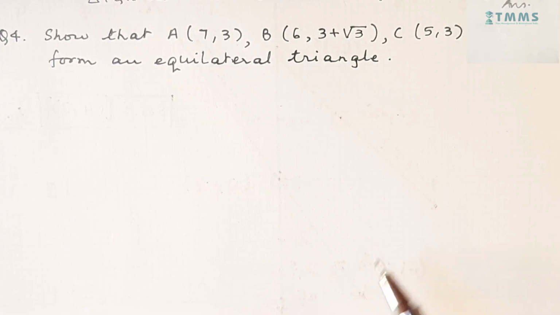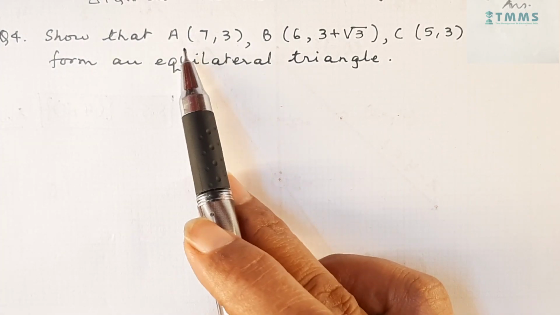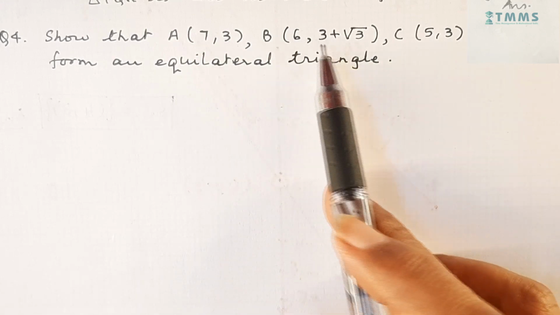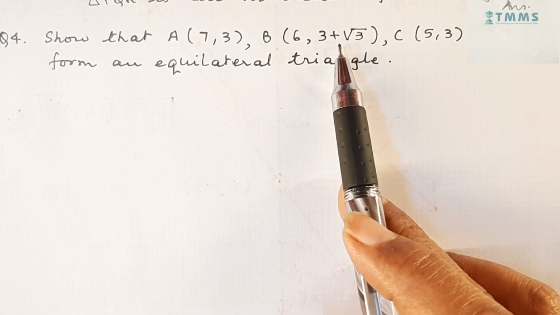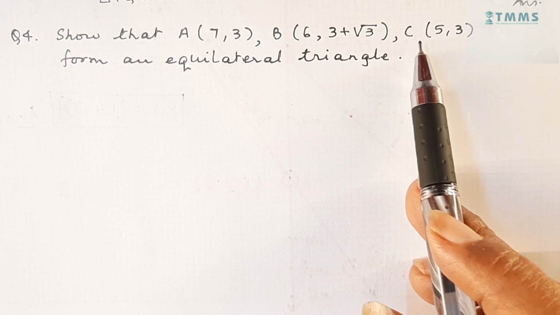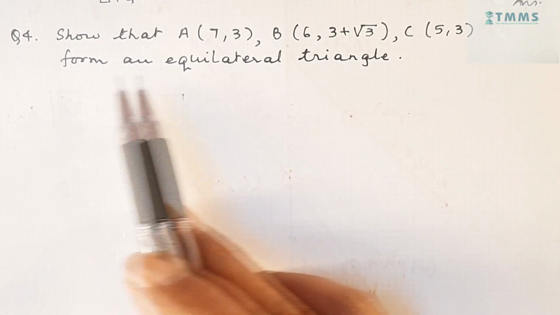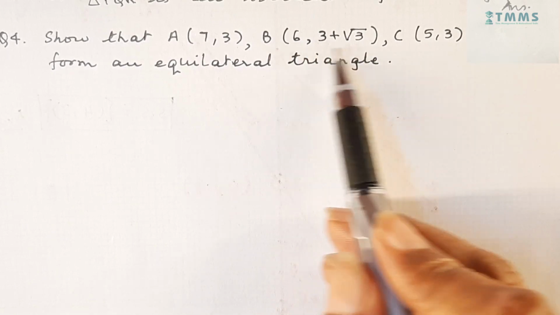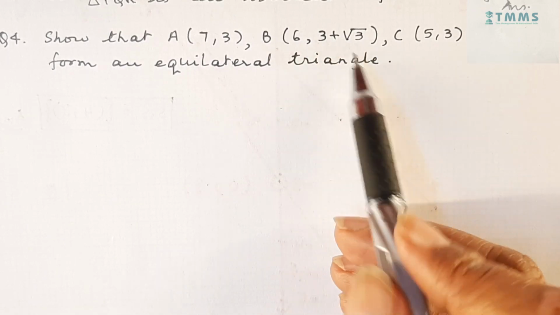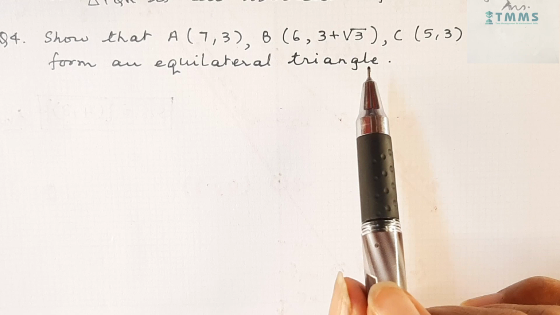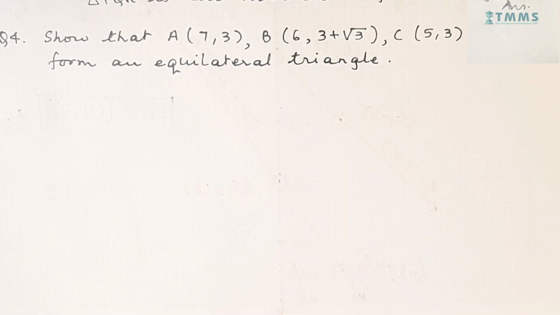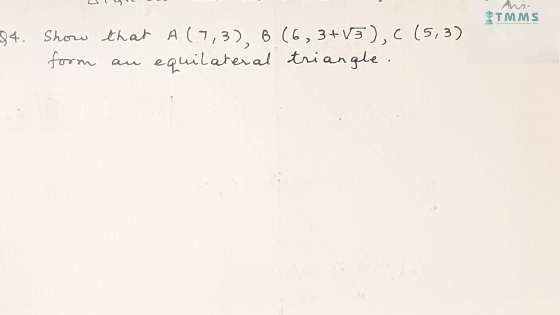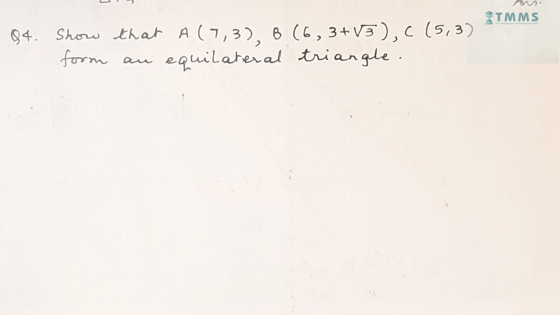Now we come to another one. Show that A (7,3), B (6, 3 plus root 3), C (5,3) form an equilateral triangle. Now here some of you may get worried for this, but not to worry, this is absolutely easy. Just remember the tips I've told you. What is the first tip? Know the distance formula very well. And so that is exactly what you have to do. But first draw the diagram.